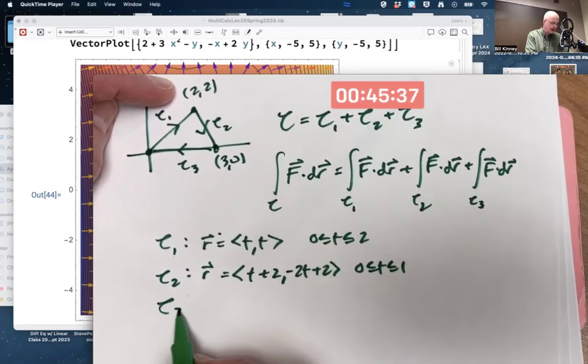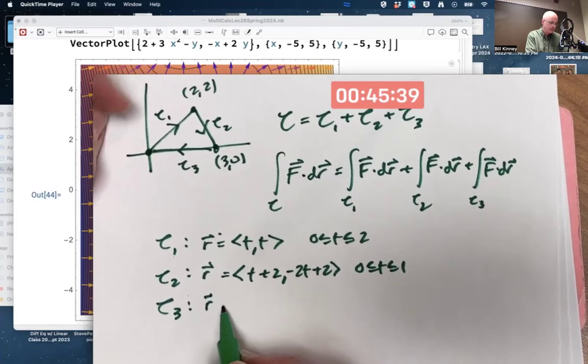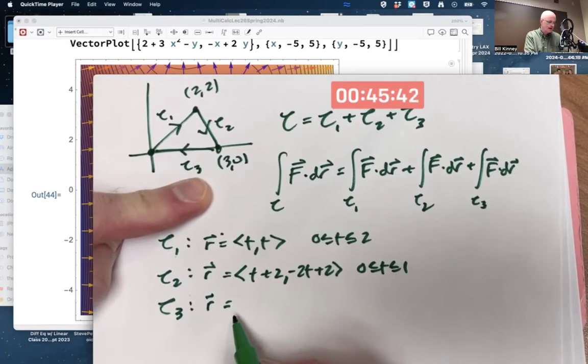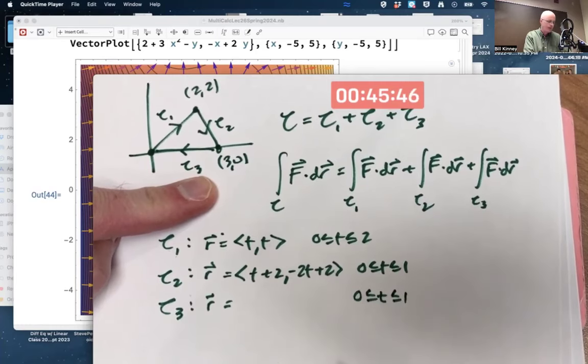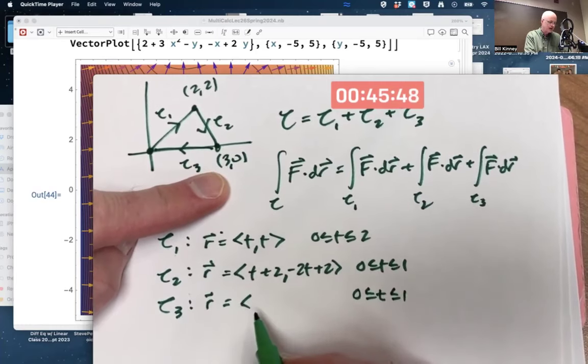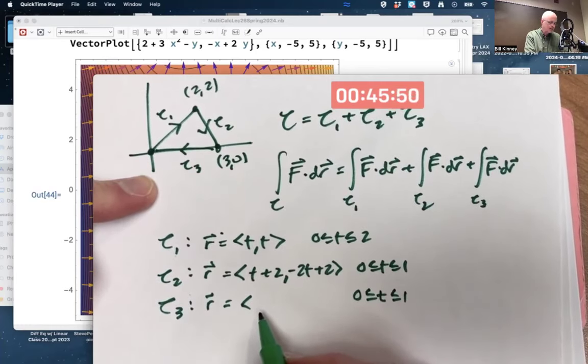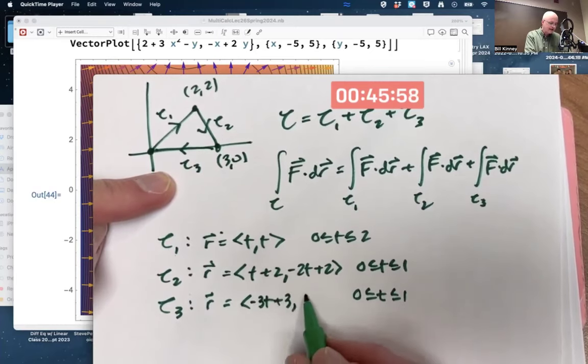For C3, once again, maybe I use t goes from 0 to 1. x starts at 3 and goes down to 0. So I'd want like negative 3t plus 3 for x. And y stays at 0 the whole time.